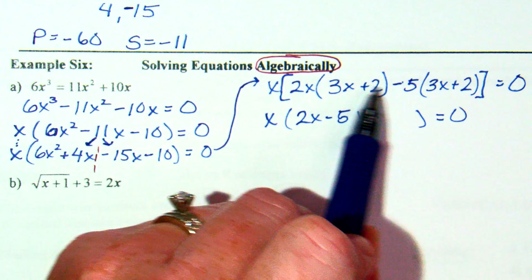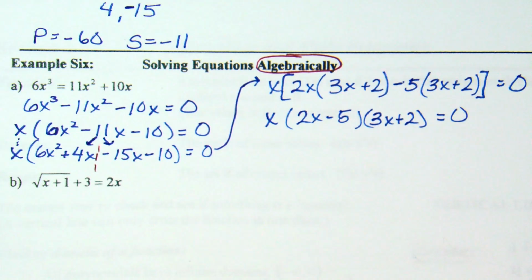I would like to argue that you can finish this one. Now, the difference is instead of just 2 parentheses multiplying to equal 0, I have 3 things multiplying to equal 0. What do we do? Set each part equal to 0, right? So we have x equals 0, 2x minus 5 equals 0, and 3x plus 2 equals 0.